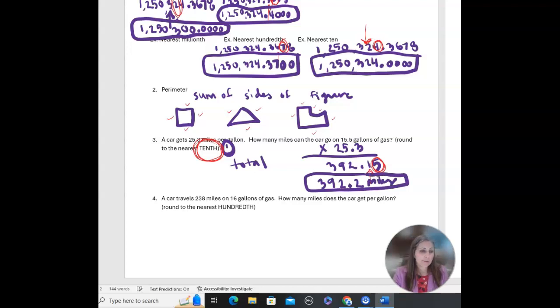That's our final answer for that one. Number 4, a car travels 238 miles on 16 gallons of gas. How many miles does the car get per gallon? This is almost reversed, so 3 and 4 are almost reversed.